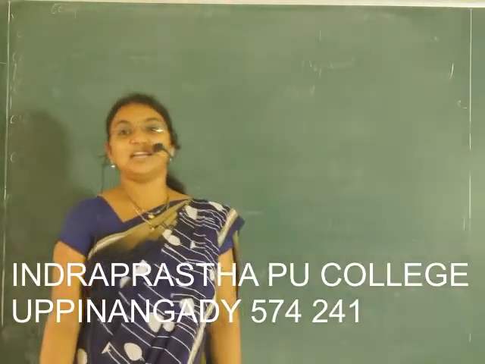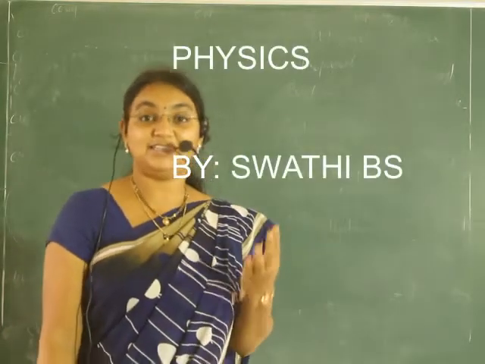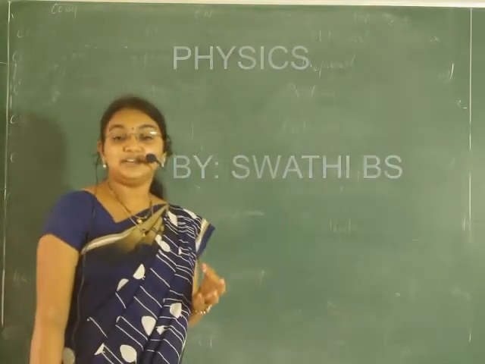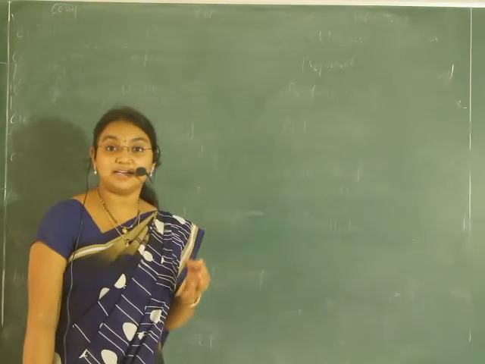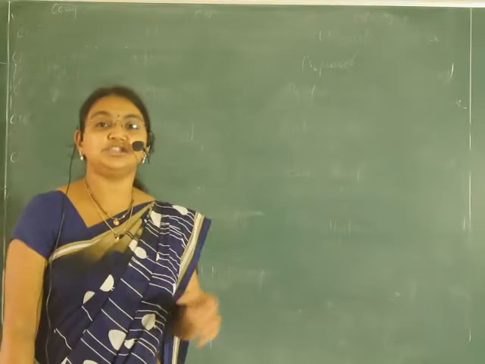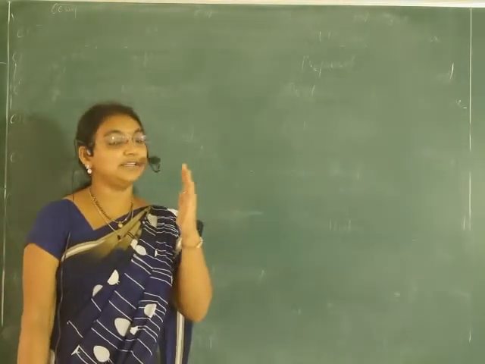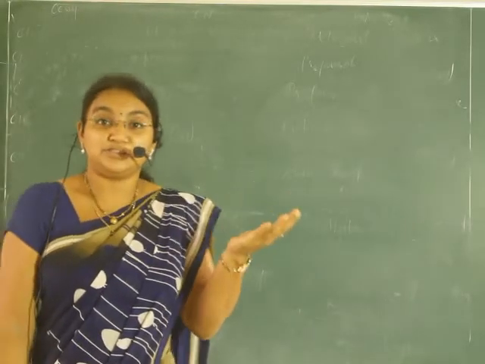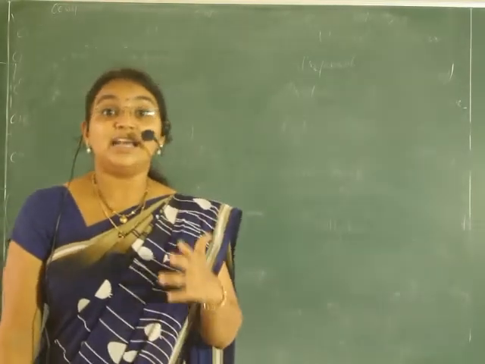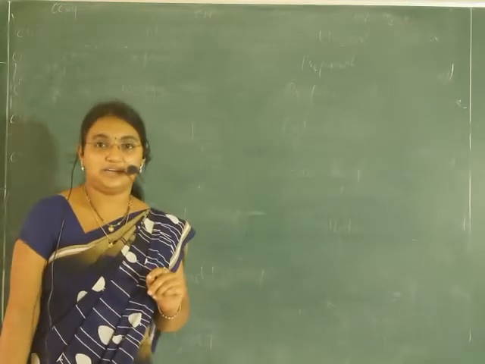So in our previous class, we have learned the expression for electric potential. Then we have learned an expression for electric potential due to a point charge, electric potential due to a dipole, correct? And we have learned some of the differences between the electric potential and electric field, electric potential due to a point charge and electric potential due to a dipole.